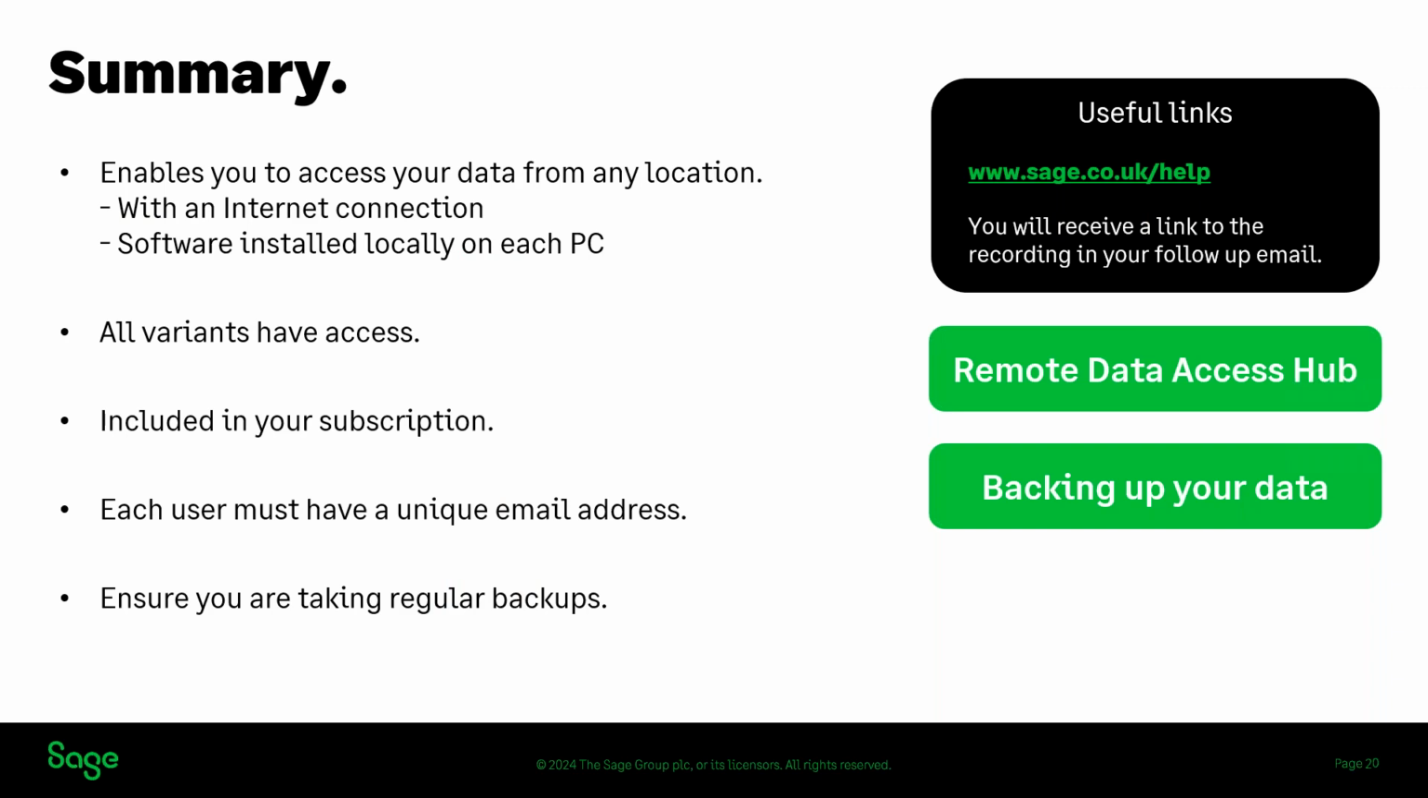So Sage Remote Data Access enables you to access your data from any location, given it's got an internet connection and the software is installed on each PC. That could be a computer or a laptop, and it does have to be installed on a Windows operating system as well. All variants have access, so it doesn't matter whether you're on Essentials, Standard or Professional, everyone has access. It's also included in your subscription, so it's no extra charge to use.